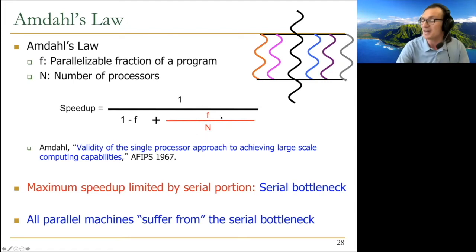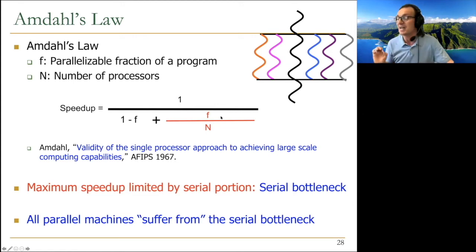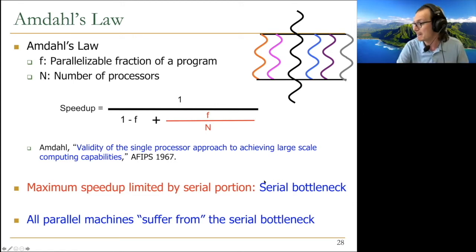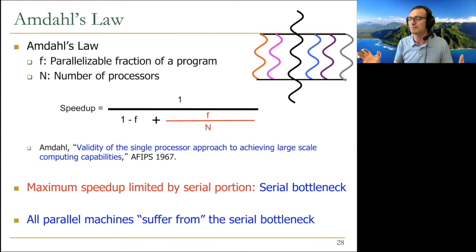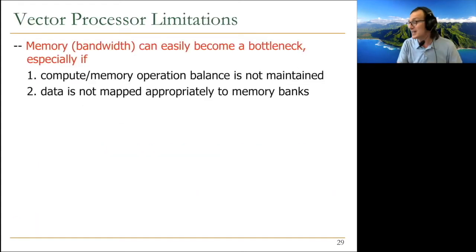But even if the parallelizable part is infinitely parallelizable, you have the serial bottleneck. That's the point of Amdahl's law. Even if you give the benefit of the doubt that I can infinitely parallelize this parallelizable part, I still am bottlenecked by the serial part. Okay, very good point. That's why it's important to have good serial processors as well.